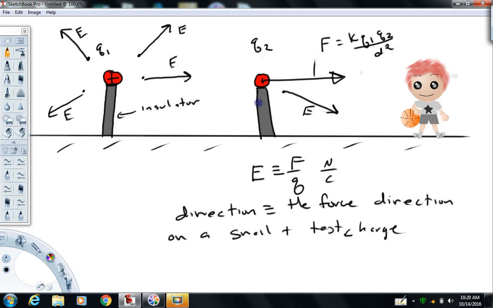Now I'm going to save the magnitude of the field, how it varies with distance and so on, for another discussion. For now, the purpose of this video is to just introduce the electric field, and here's what it is. It's force per unit charge, and here's how its direction is defined.